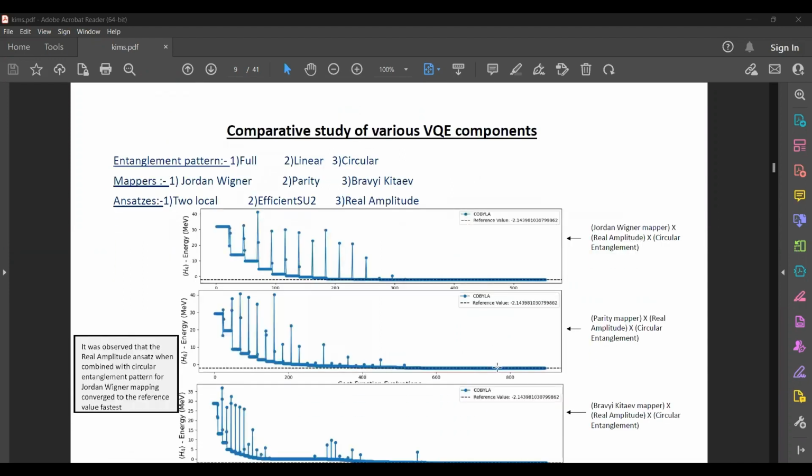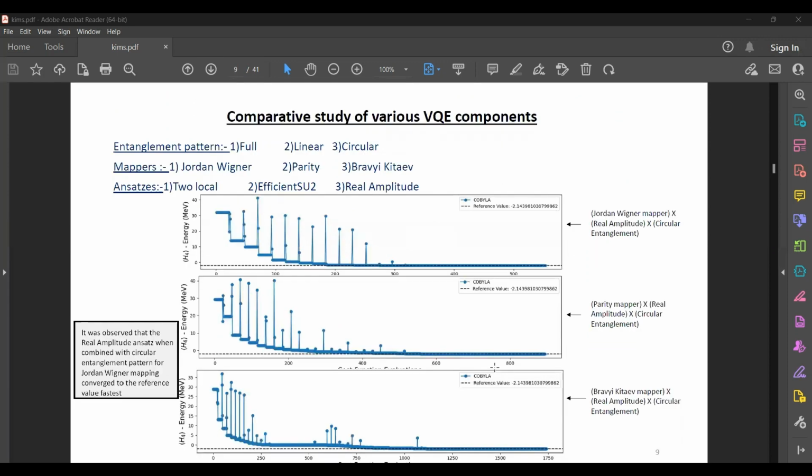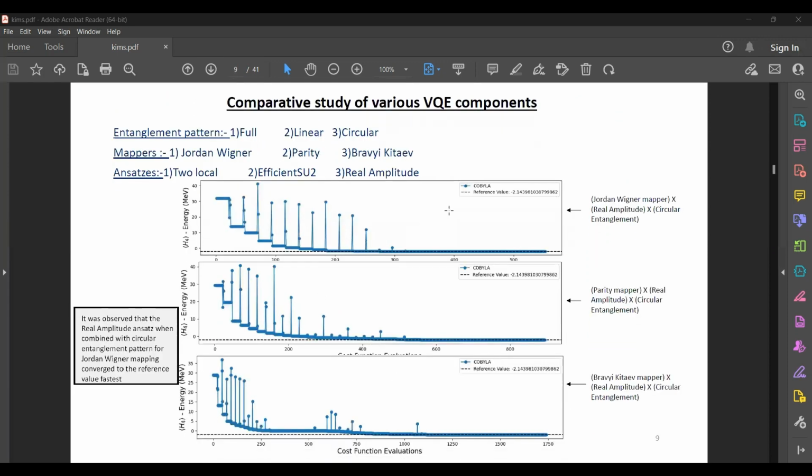Okay. So after I found the value which was very close to the experimental value, what I wanted to do was explore various VQE components. That is, there exist different types of entanglement patterns as well as mappers. For mappers, I used the Jordan-Wigner mapper. And there are also various other types of mappers, known as parity mapper, Bravyi-Kitaev type. So these are various components which are available in this kit, IBM.